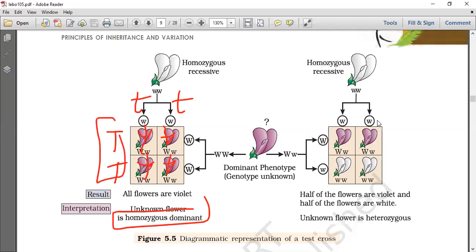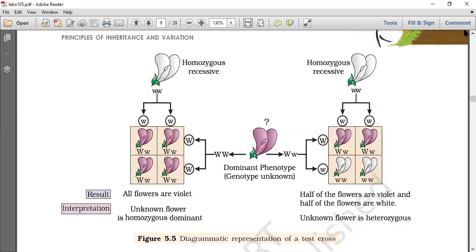Okay, so here I'm writing the genotype, but you should understand we don't see these letters on the plant, isn't it? So when we cross capital T, small t with small t, small t, we get some 50% dwarf plants appearing. So that unknown flower is declared heterozygous. Okay, so in that way you have to go.